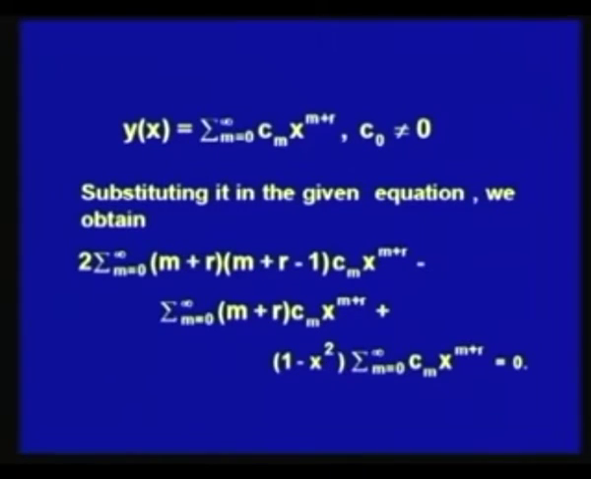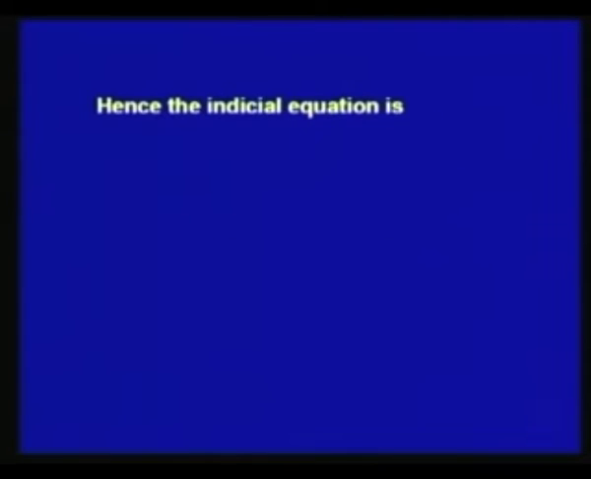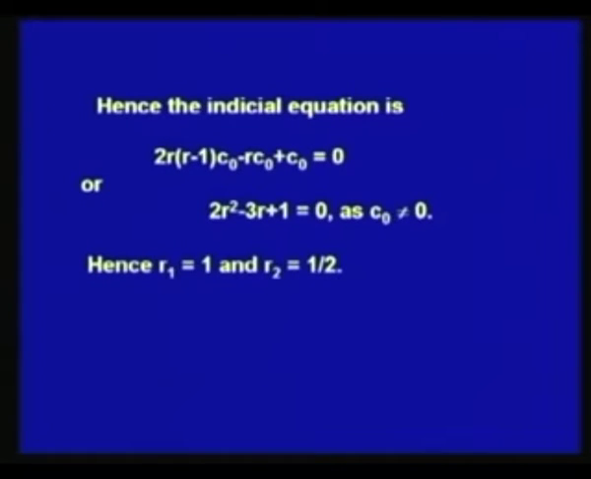Now we can note that the lowest power of x here will be r, which we get from the first term and the second term, and also from the third term when we multiply sigma Cm x to the power m+r by 1. So we can see that the initial equation here will turn out to be 2r(r-1) C naught - r C naught + C naught = 0, which we get by equating to 0 the coefficient of the lowest power of x, that is r.